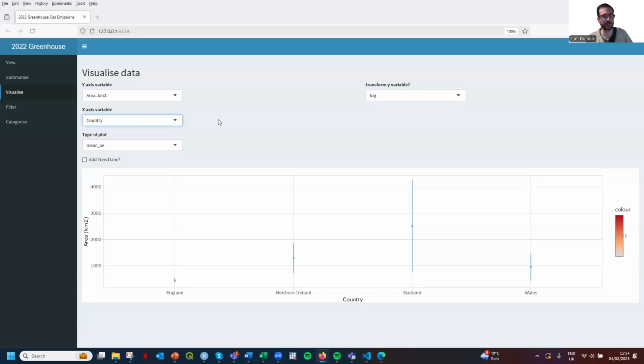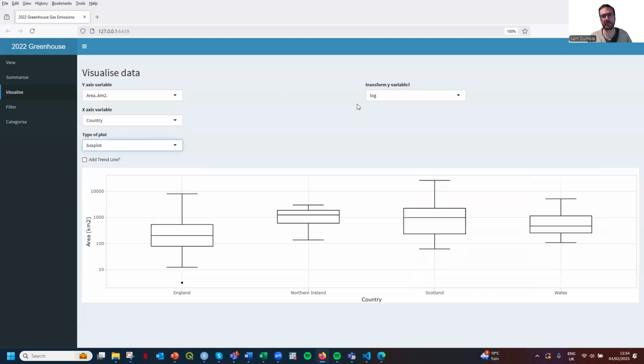So yes, this helps us to see that local authorities in Scotland are larger on average compared to the other countries. But if I chose to look at this through a box plot, for example, I actually see that in Scotland, the reason those values are higher is more to do with the maximum value. It's not that the whole distribution is generally shifted upwards. It is a little bit compared to England, but it's not so much compared to Northern Ireland and Wales.